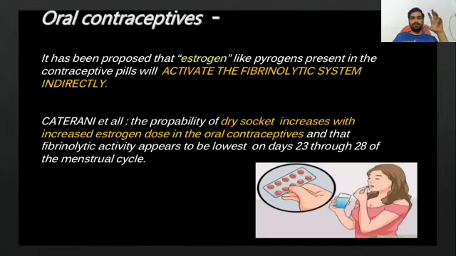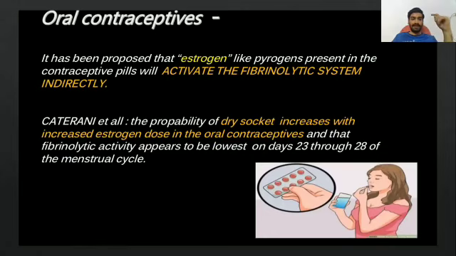Next, moving on to women who are taking oral contraceptives, it has been proposed that estrogen-like pyrogens present in the contraceptive pill will activate the fibrinolytic system indirectly. What is it doing? Estrogen is going to activate the fibrinolytic system, that is the system that lyses fibrin, which is going to degrade your blood clot. Who will activate that system? Estrogen, which is present in oral contraceptives.